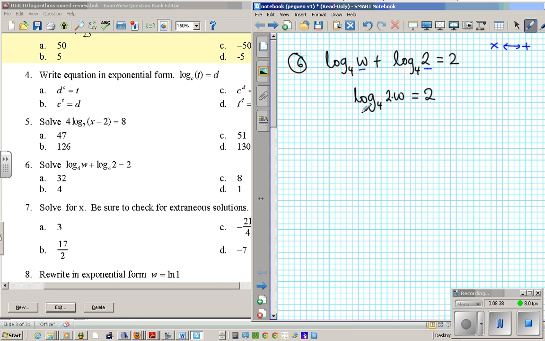Now we can eliminate. To eliminate the logs, the base is 4, so you put a big 4 on the left and on the right. So 4 equals 4. And exponentiate both sides. We're going to have log base 4 of 2w and then 4 to the second. On the left side, 4 and log cancel out. So you're going to have 2w equals 16. To finish this off, divide both sides by 2. Divide this by 2 and divide that by 2. And you're going to have w equals 8. Alright, so your answer is C.